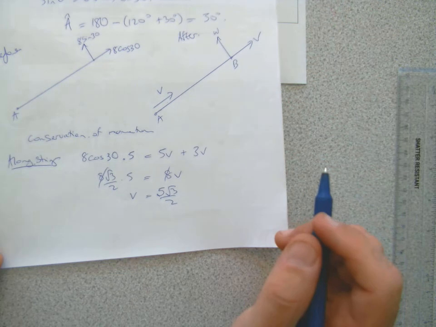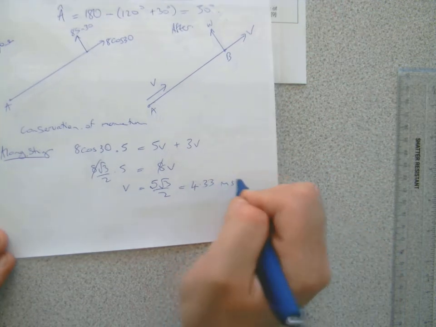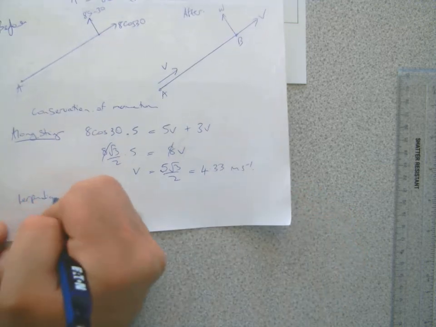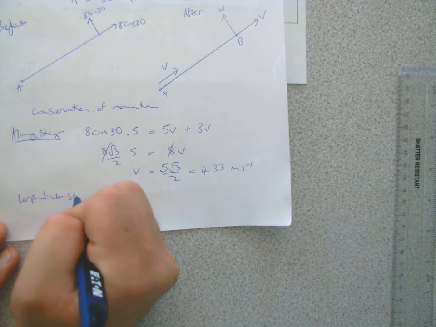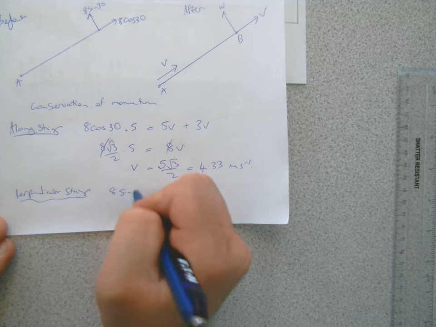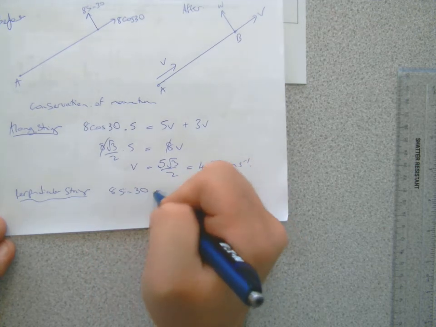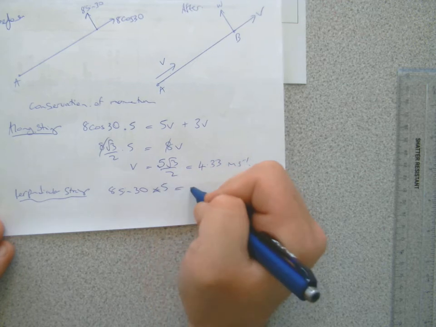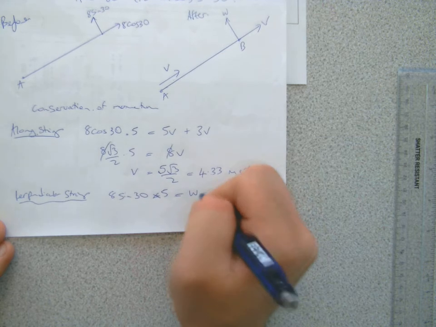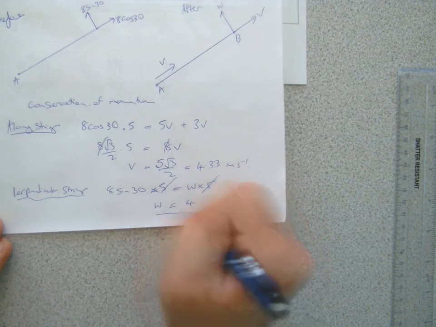You might want to put that as a decimal, 4.33 meters per second. If we resolve perpendicular to the string, you've got beforehand 8 sine 30 times the mass, which is 5, equals perpendicular to the string after. All you've got is w times 5. So the 5's cancel, and w ends up to be 4.